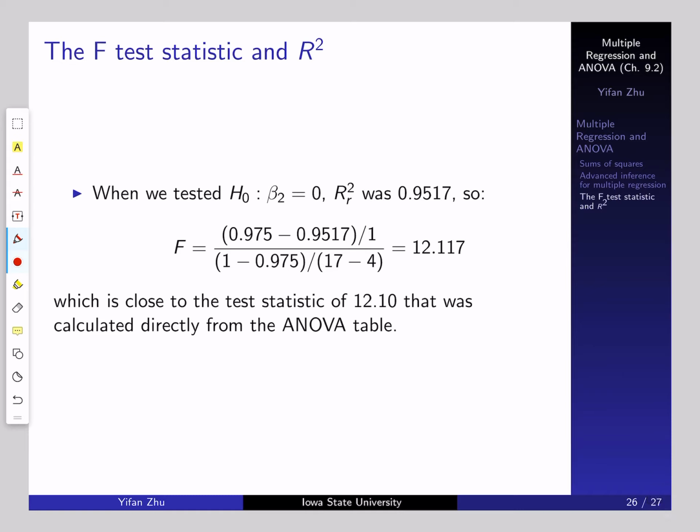And when we test whether beta 2 is equal to 0 or not, the reduced model has an R squared of 0.9517. And the test statistic we get is 12.117 from just the R squared. And it is also close to the test statistic we obtained before in the JMP output.